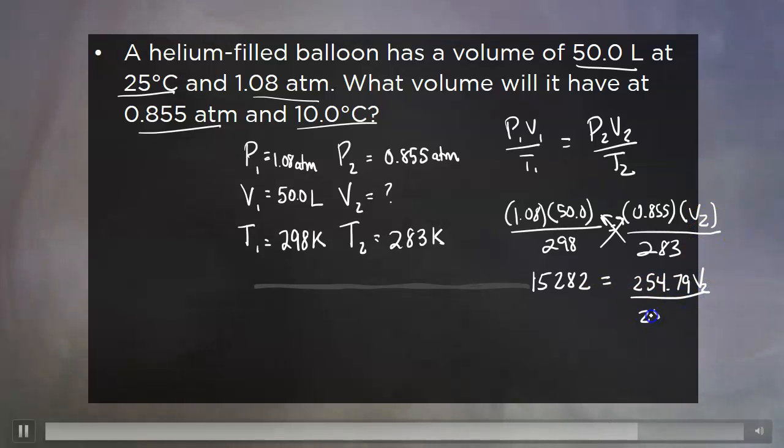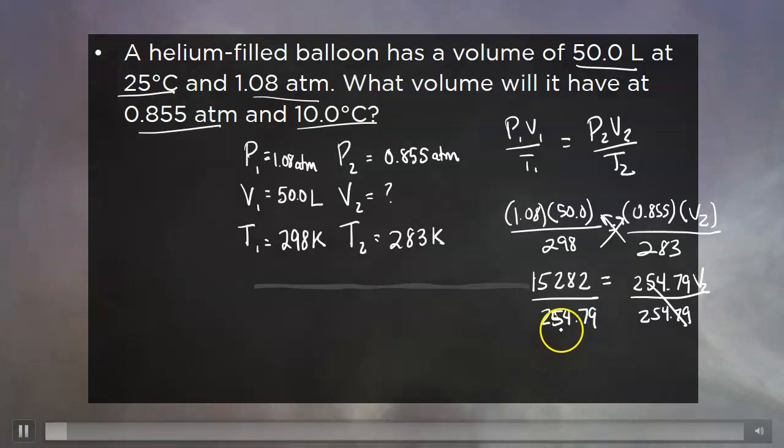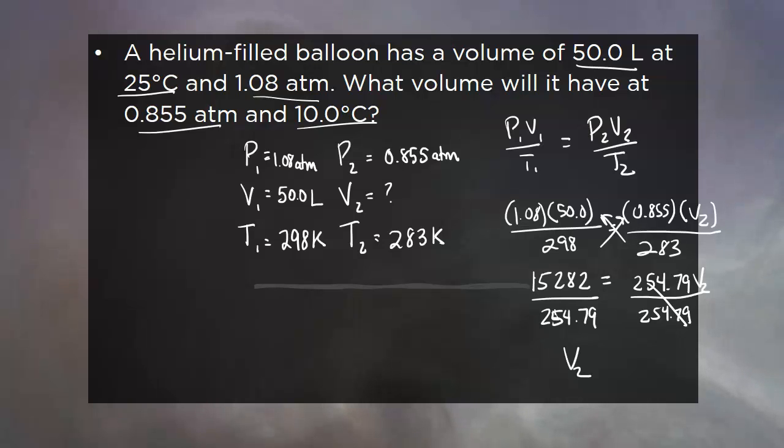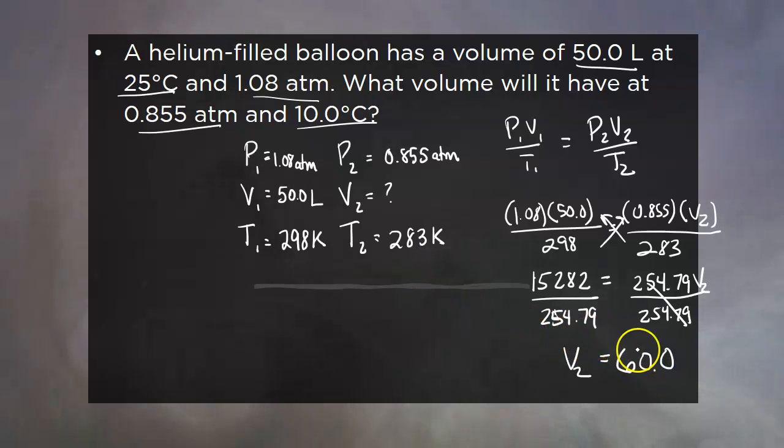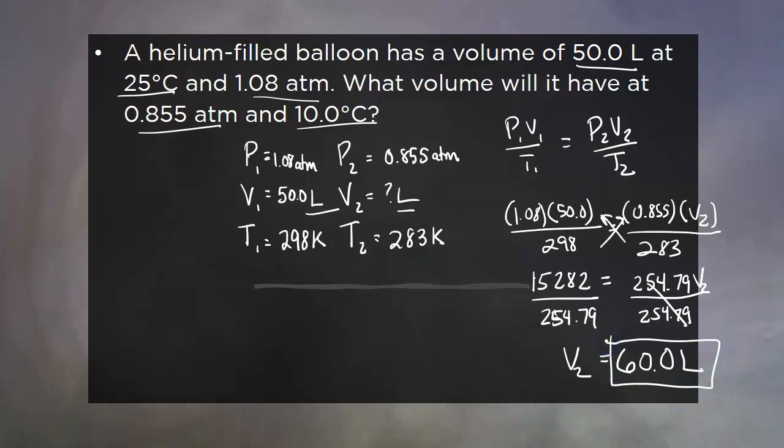So now I can divide both sides by that number. You want to isolate the variable, so you're going to divide both sides by the number you're multiplying the variable by. So I get 15,282 divided by 254.79, and I get 59.97, which with 3 sig figs will round up to 60. And my unit was in liters, so my unknown should be in liters. There we go. My volume is 60 liters.